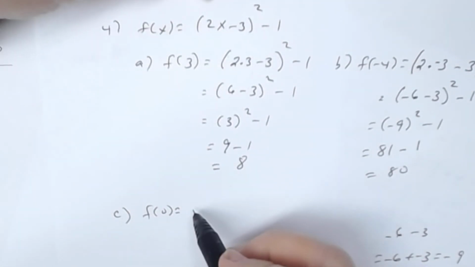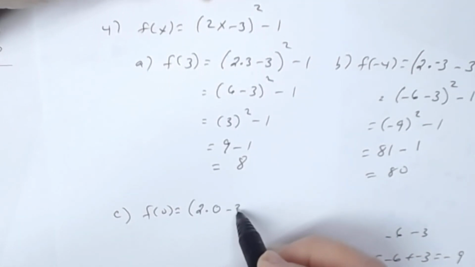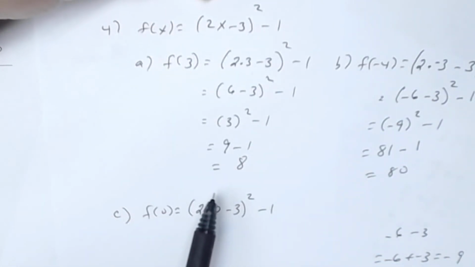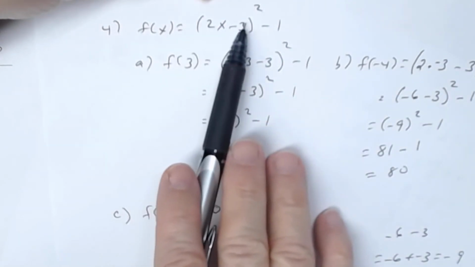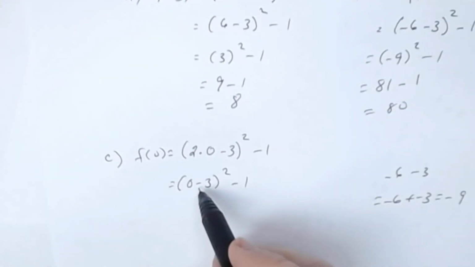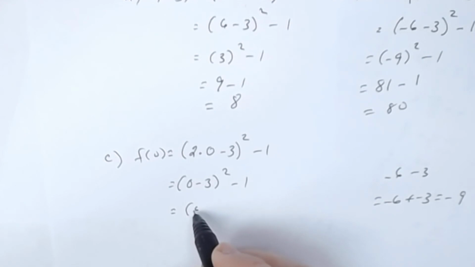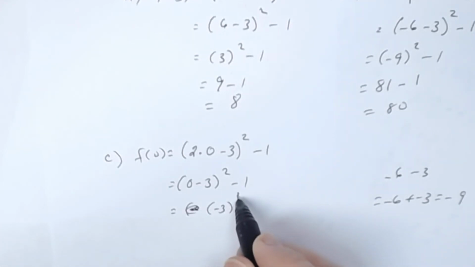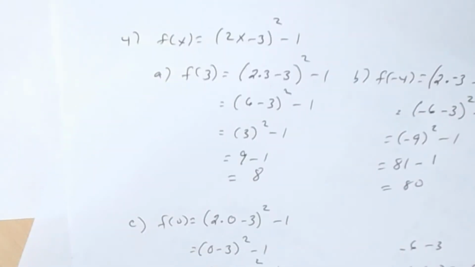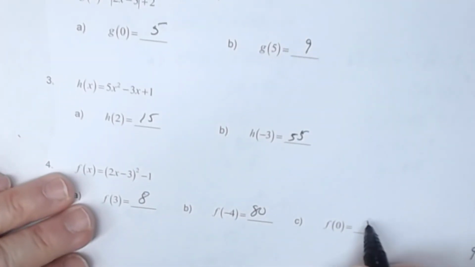So I get 2 times 0 minus 3 squared minus 1. So 2 times 0 minus 3, that's what this is. That's being squared. This whole thing's being squared. And then I'm going to subtract 1. Okay, and within the grouping symbol, 2 times 0 is 0. So I get 0 minus 3 squared. Subtract 1. 0 subtract 3 is a negative 3. Negative 3. That's being squared. Minus 1. And negative 3 times itself is a positive 9. 9 minus 1 is 8. So, f of 0 is 8.